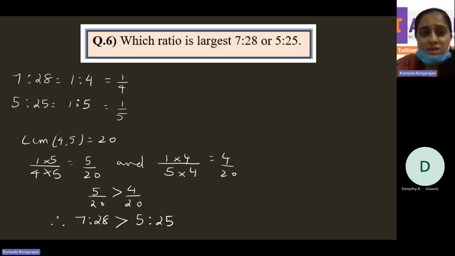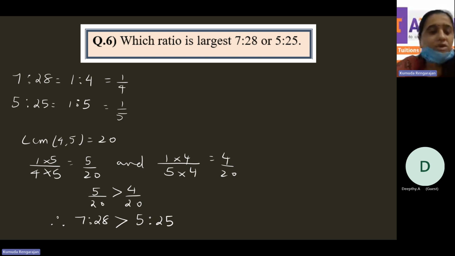Now, these are unlike fractions. 1 by 4 and 1 by 5 are unlike fractions because they have different denominators. You cannot compare unlike fractions. You'll have to make them like fractions. How will you make them like fractions? By taking the LCM. What's the LCM of the denominators 4 and 5?